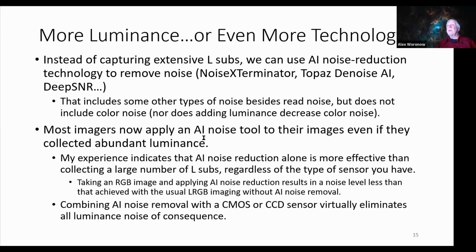So now most imagers actually apply some AI noise tool as part of their imaging process. And in my experience, AI noise reduction alone is more efficient than capturing a large number of subs. So even if you have a CCD camera, stop capturing the subs. Make sure you have enough RGB that you don't have a lot of color noise, and then apply AI noise reduction to your image and forget about the L. The AI noise reduction will do far more than the L will.